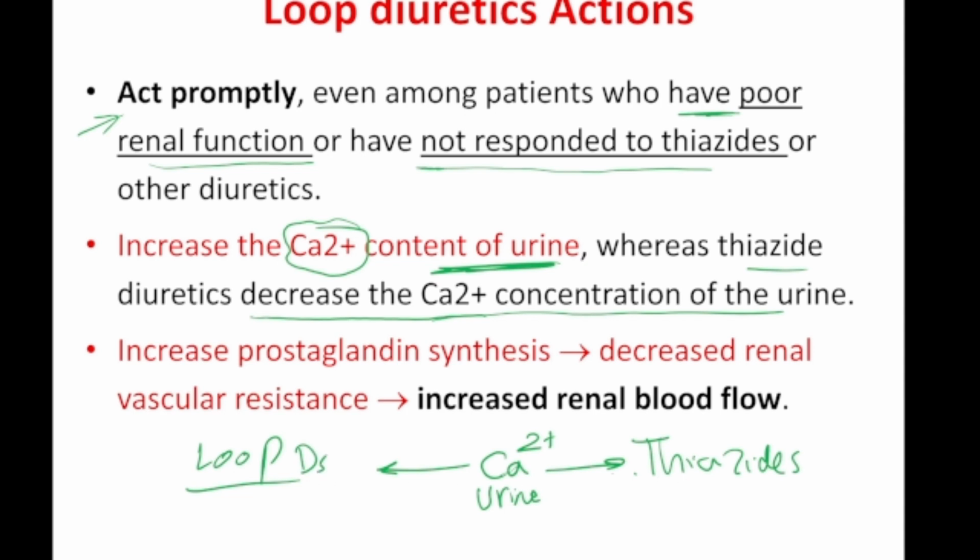So what is the effect of loop diuretic on the calcium concentration in urine? Here they said for the calcium in urine, loop diuretic increases excretion of calcium in urine. On the other hand, thiazide decreases excretion of calcium in urine, so it prevents calcium excretion. That means the calcium will remain in the blood.